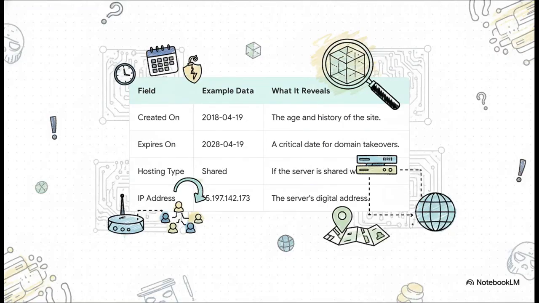This table here, it's just a tiny fraction of what a WHOIS lookup can tell you. You can see the site's age, its digital address or IP, and that expires on date. That's super important, and we'll circle back to it later. But for now, the most interesting clue here is the hosting type: shared. That one little word tells us something huge about our target's home.